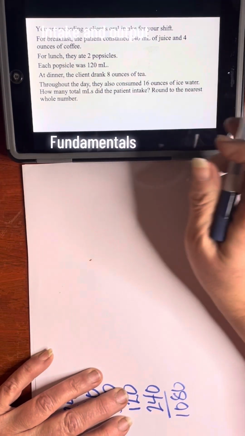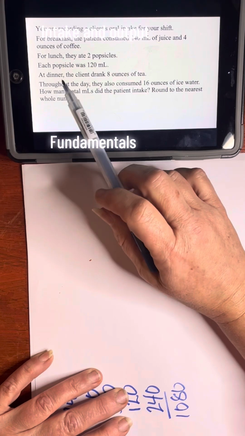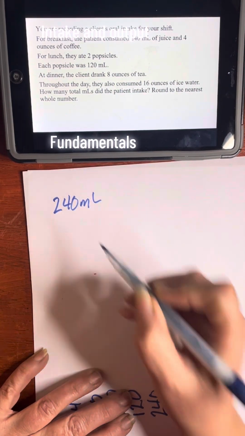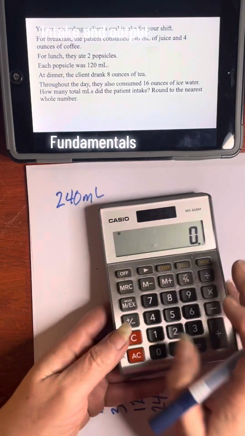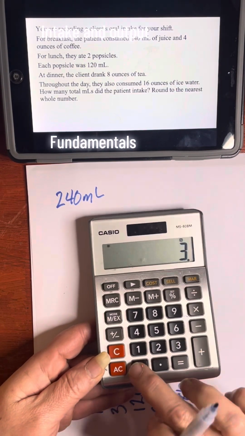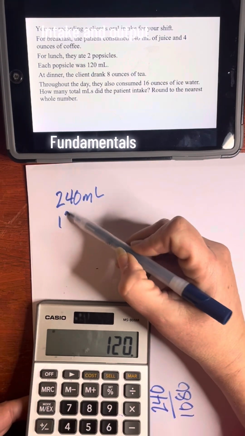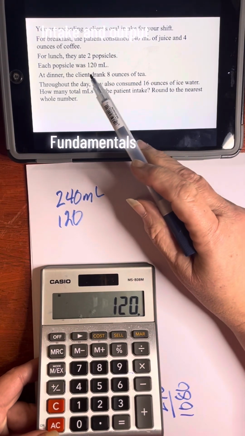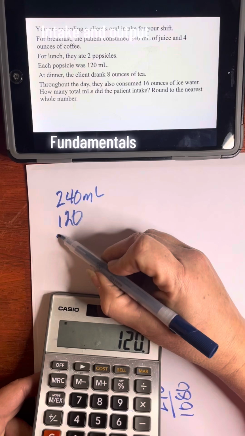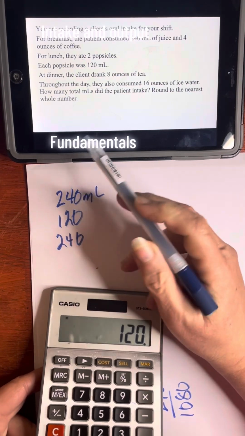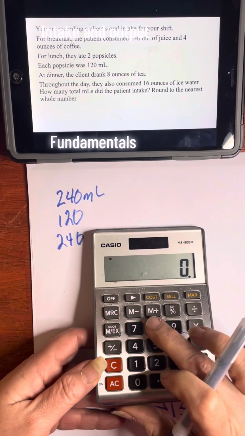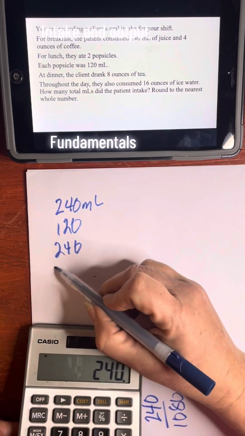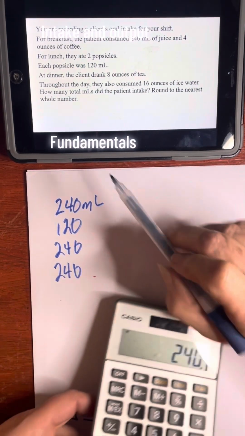And then we got another person here. They did 240 milliliters of fruit juice. They had 4 ounces times 30. That's 120. And then they ate 2 popsicles, and each of them was 120, so that's 240. And they drank 8 ounces of tea. 8 times 30 is 240. Boy, we 240 rich, ain't we?